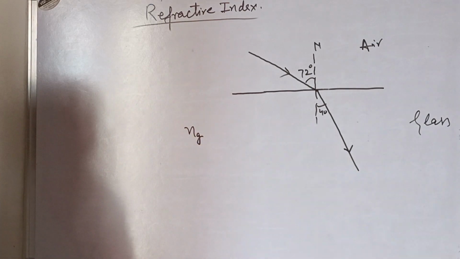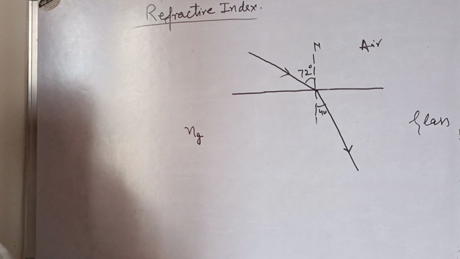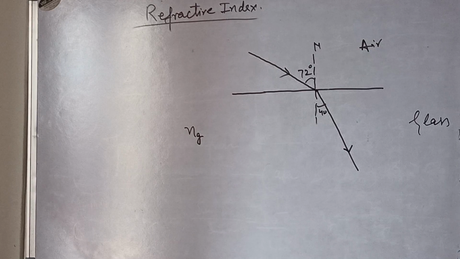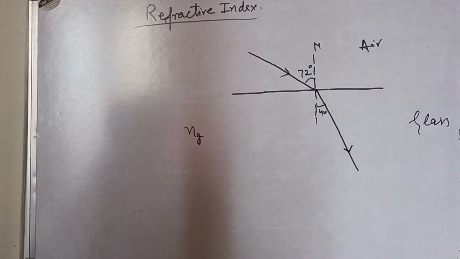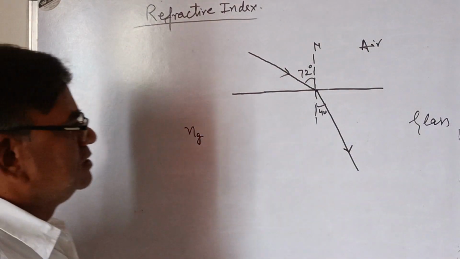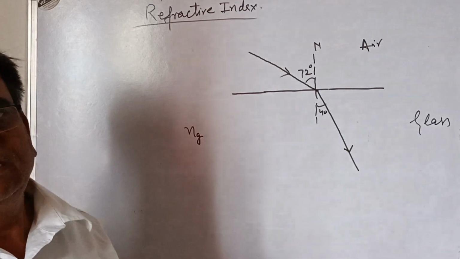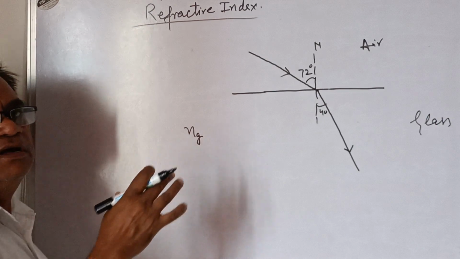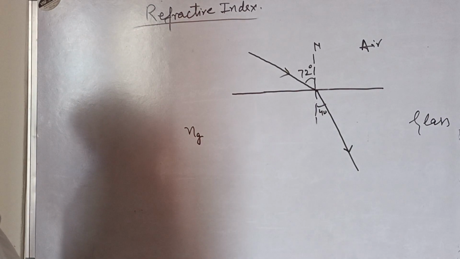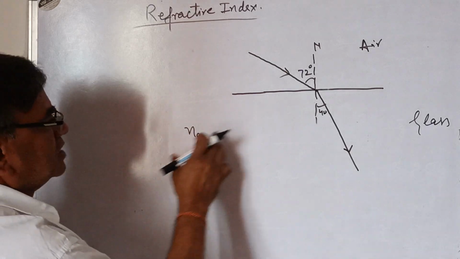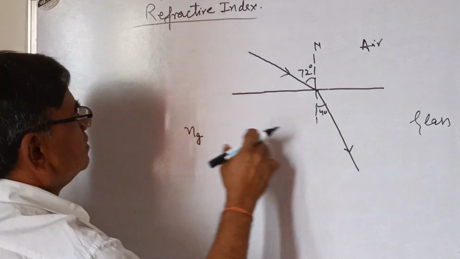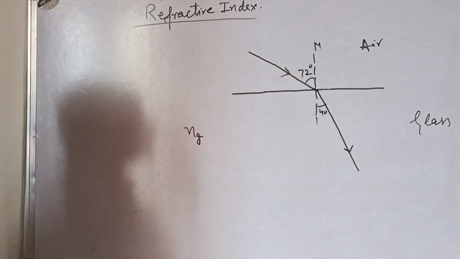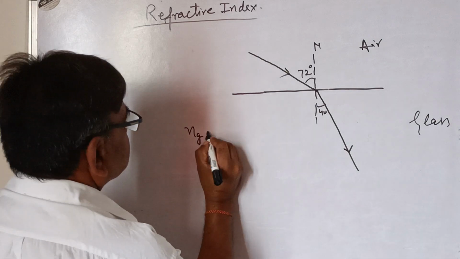Now, here one thing more. Air is taken as a reference. So, when we talk about the refractive index of a material, if the first material is air and second is glass, then it is called the refractive index of the glass. You can say, with respect to air, refractive index of material second with respect to material first. But generally, air is taken as a reference, so we call it Ng.